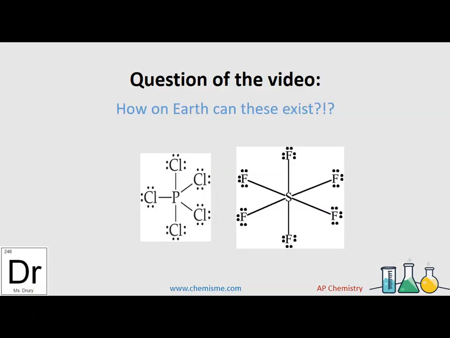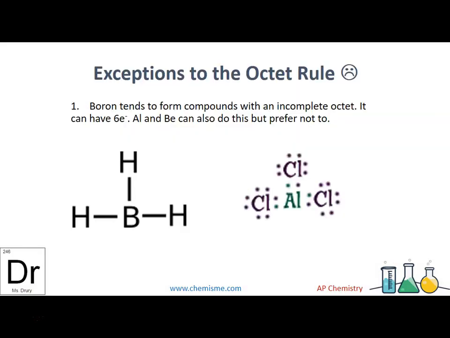So first, question of the video, how on earth do these exist? Because these are not things that we talked about in year 1. Like, how do we get things that are not tetrahedral, that have way too many things bonded to them? So there's exceptions to the octet rule.